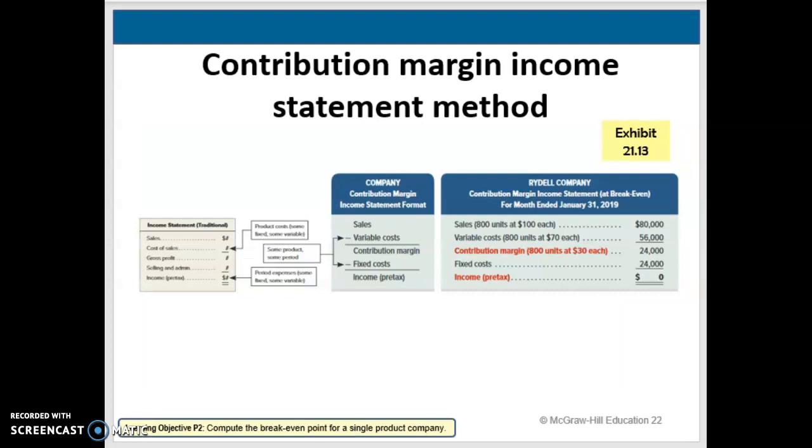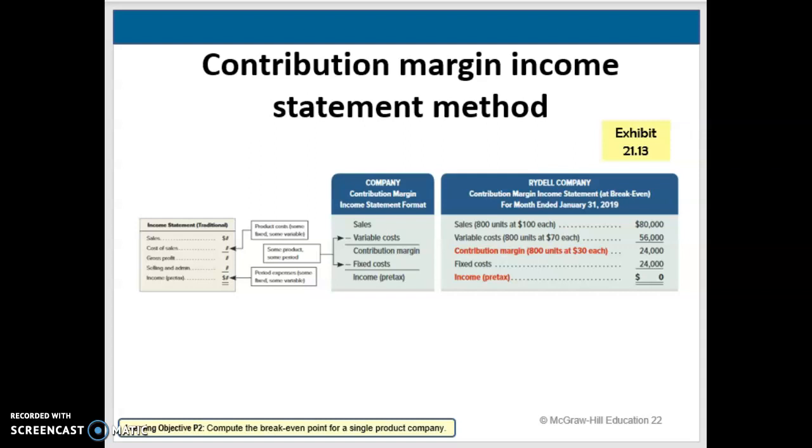When we look at this, we can see what our contribution margin income statement looks like at break even. So we see that we have sales of $80,000 minus our variable cost of $56,000. 80 units at $70 each gives us a contribution margin of $24,000. Our fixed costs are $24,000. So we would have $0 income, $0 loss, and we would break even, which is what we're trying to do.